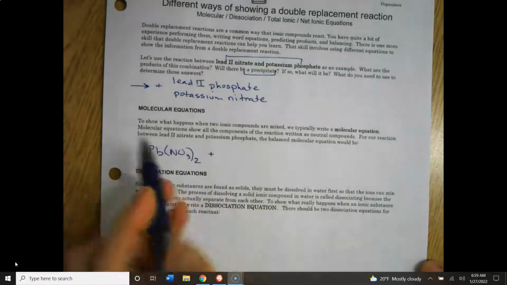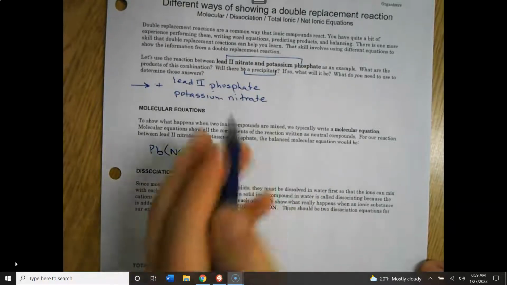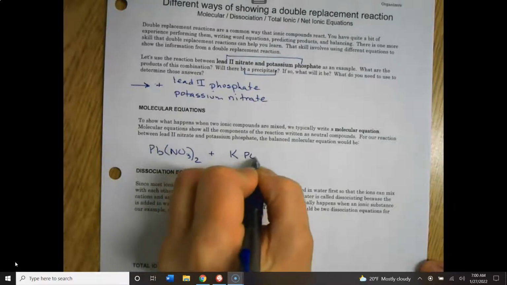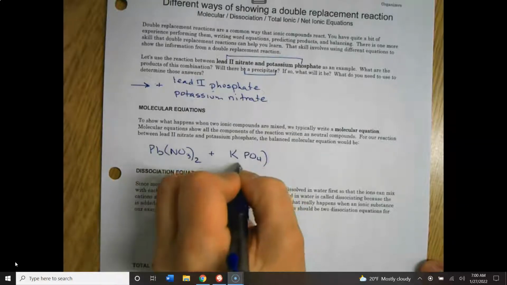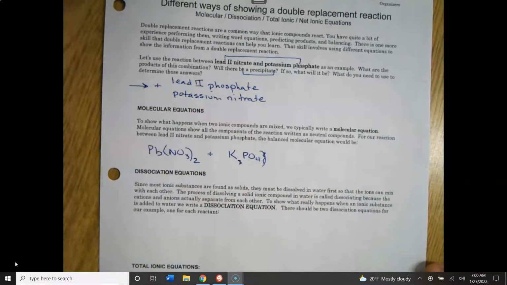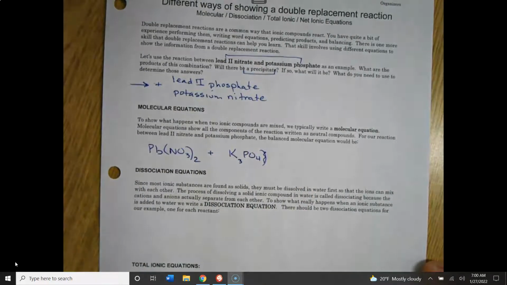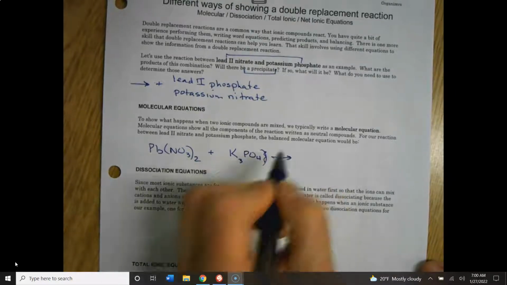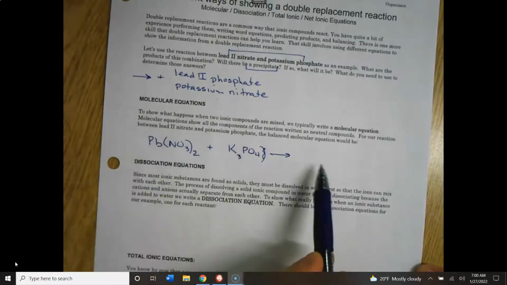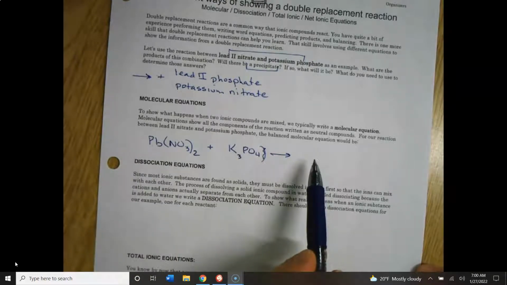It's going to react with potassium phosphate. Again, potassium is K+, phosphate is PO4 3-. So I need 3 potassiums for every 1 phosphate. And then on the product side, now just because I have 1 lead here doesn't mean I only need 1 lead here. Remember, we're trying to get formulas correct.